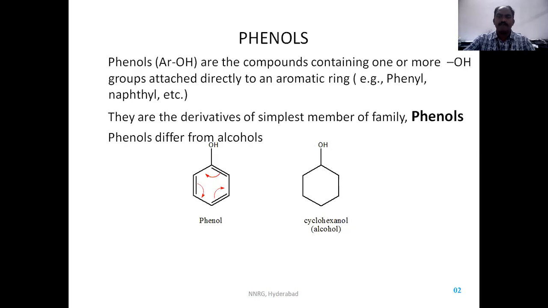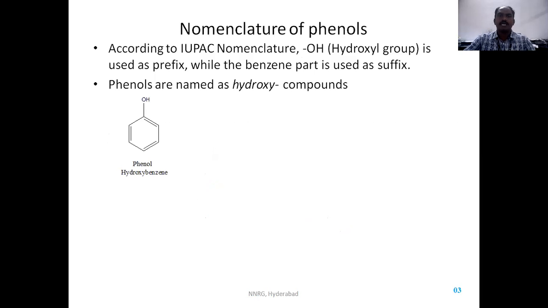or alicyclic compound ring. The simplest phenol is C6H5OH. We call it phenol. It is also called carbolic acid. According to the nomenclature of phenol, the hydroxy group is used as a prefix and the benzene part is used as a suffix. For example, phenol is named as a hydroxy compound, where this phenol is called hydroxybenzene, where the hydroxy group is added as a prefix and benzene is added as a suffix.